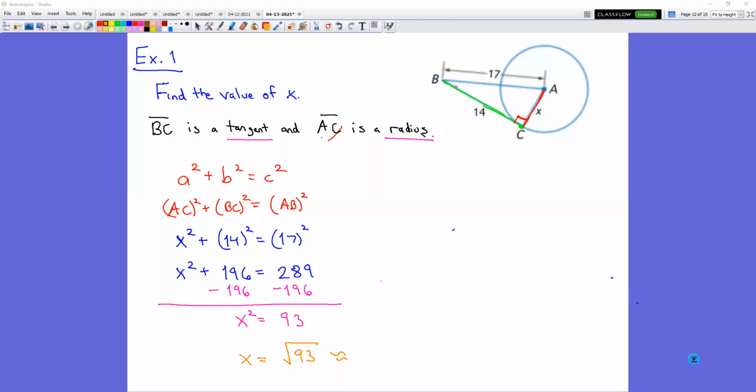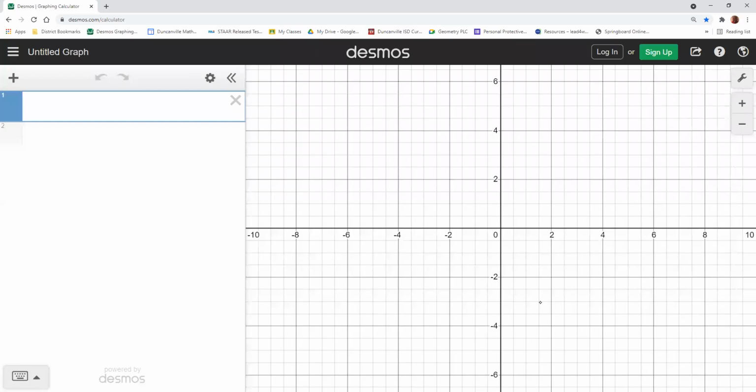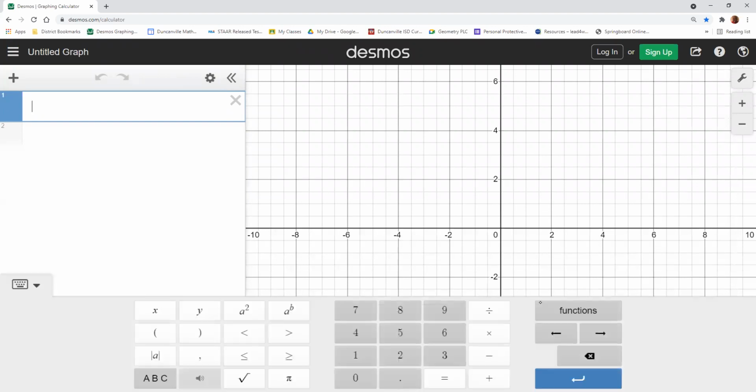All right, so I'm going to show you the calculator. So here's the calculator right here. Here's my Desmos. You don't need to have it in degrees mode or anything like that. It doesn't really matter. All you're doing is just typing in the square root of 93. And square root of 93, I get about 9.64. The 3 is after that 4, so it does not round. So it'll be about 9.64.